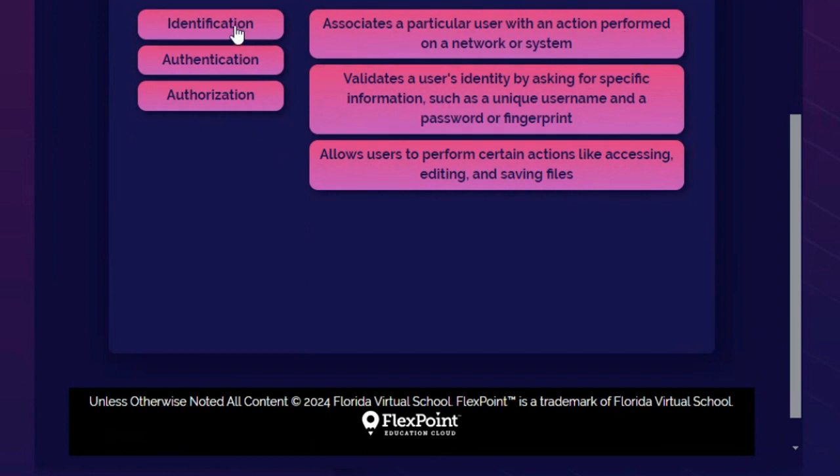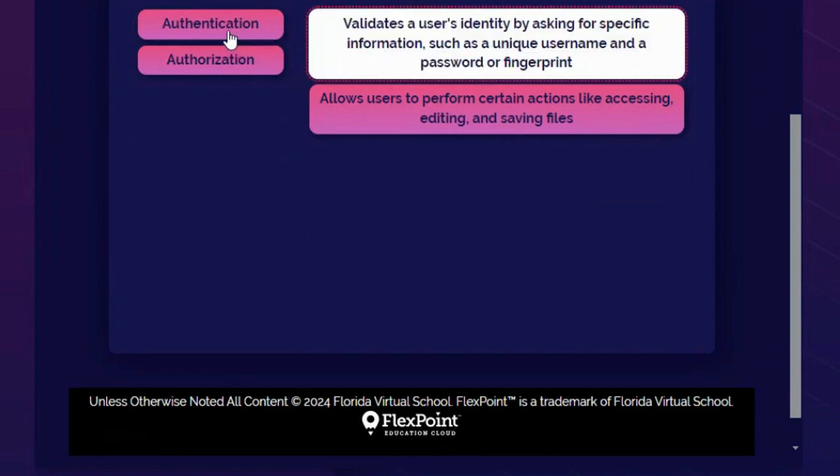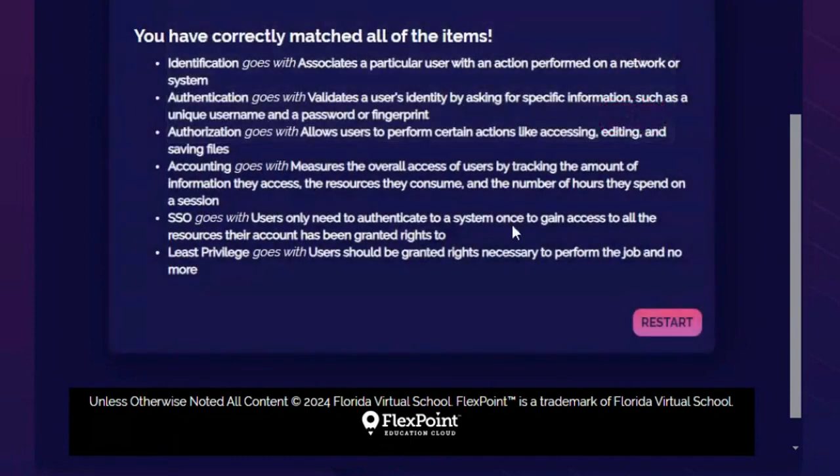Is that identification, right? Let's see. An action. Yes, you're absolutely correct. Validates a user's identity by asking for specific information like a username, password, or fingerprint. We talked about the difference between those. You're right. To authenticate the person is not the authorization. The authorization is to figure out what they're allowed to access. Right? They're authorized to look at this, this, this, and this. Good job. Yeah, we talked about the difference between those two terms specifically.